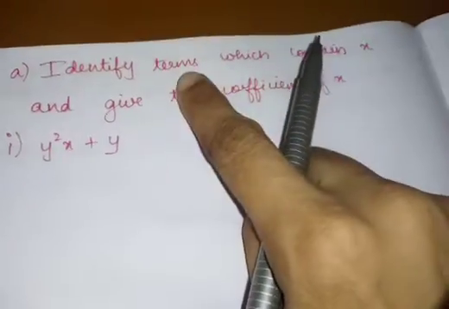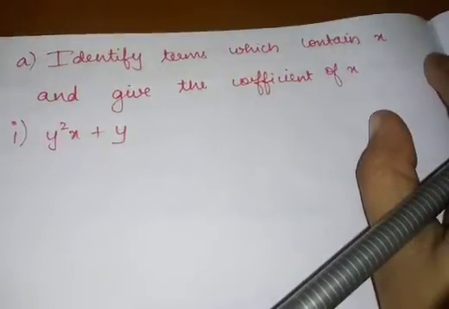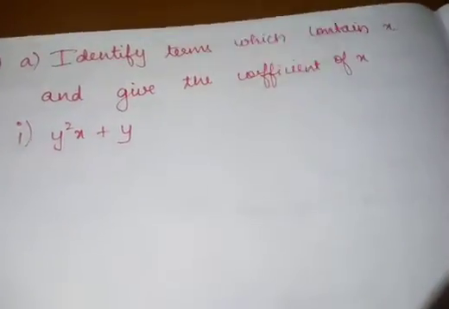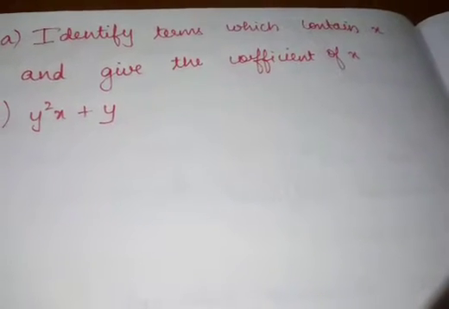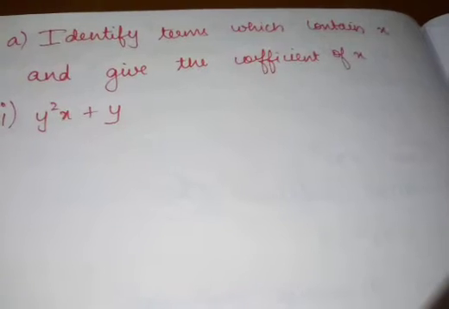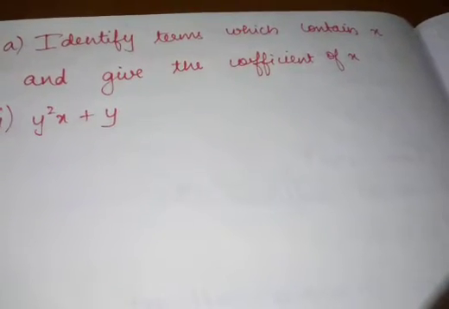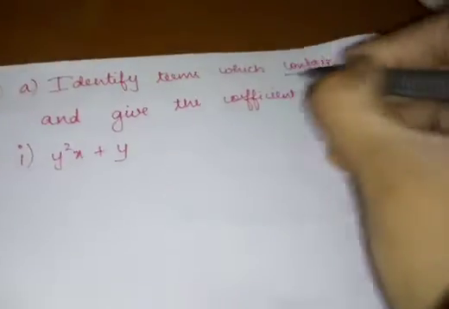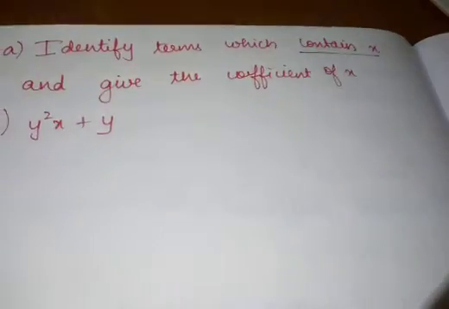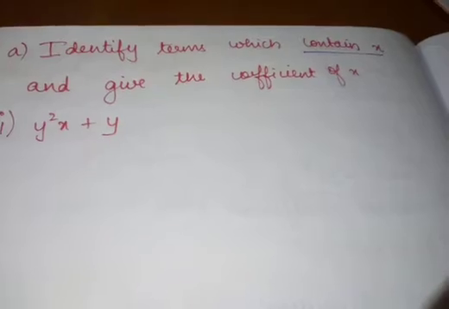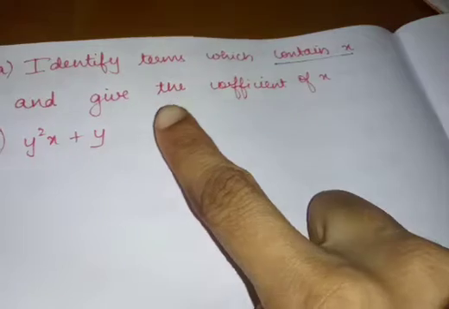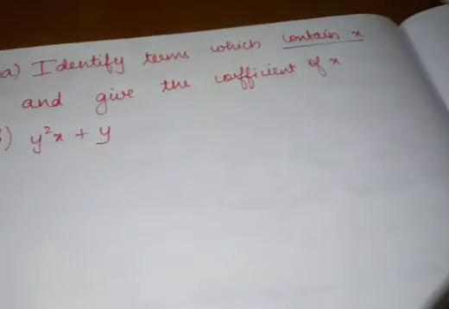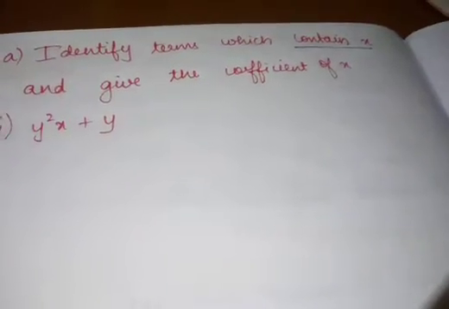Okay. Next is your 4th problem. Identify terms which contain x and give the coefficient of x. Last problem, we found the terms which are not constant and wrote the numerical coefficient for the terms. Here we are going to find the terms which contain x, and give the coefficient of x. If you are asked for the coefficient of x, you should write the values except this x.